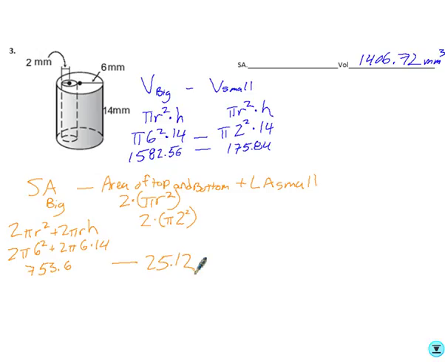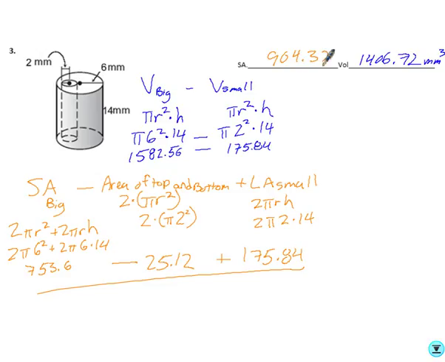And then I'm going to add to that the lateral area of the small cylinder. Again, if you look at your formula sheet, the lateral area of a cylinder is 2 pi r h. So that is going to be 2 pi 2 times 14. When I simplify all of that out, I get 175.84. Now we just combine these numbers: subtract and then add. That gives you a total surface area of 904.32 millimeters squared.